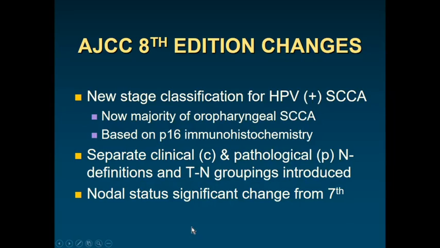You're probably all aware of the AJCC 8th edition changes that did have a strong impact on oropharyngeal cancer staging. There's a new stage classification specifically for HPV positive cancers. This now comprises the majority of oropharyngeal squamous cell carcinoma, up to about 70%. And this is based on the p16 immunohistochemistry, which is the best surrogate we have for HPV positive cancers. We separate the staging into clinical and pathologic designations. For the N staging, new T and N groupings were introduced. And note that the nodal status is quite a significant change from the 7th edition, so we're going to spend a little bit of time on that.